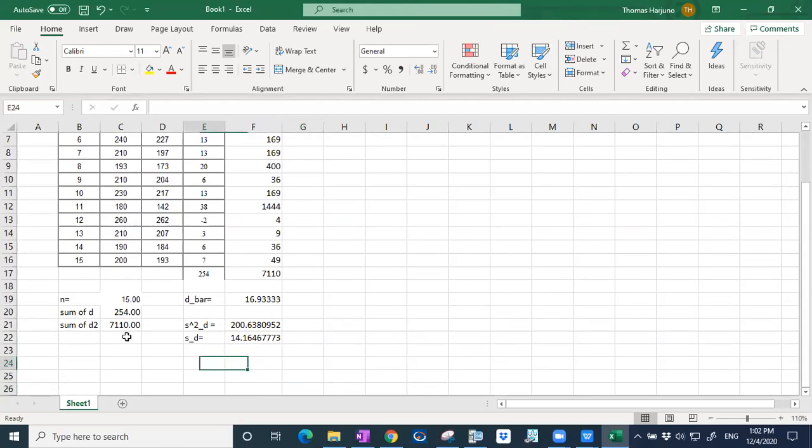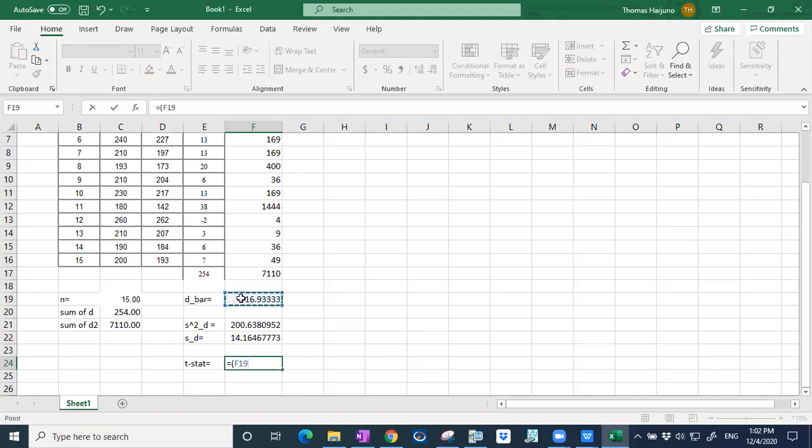Now, then how about your test statistic? T stat will be parentheses on the numerator, that will be the D bar minus 0, close parentheses, divided by parentheses standard deviation of the differences divided by the square root of 15. So square root is to the power of 0.5. That's the T stats.